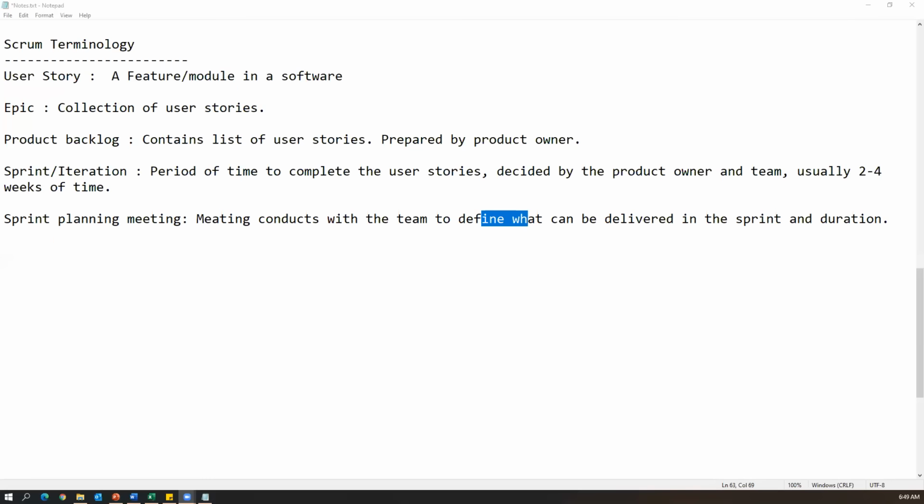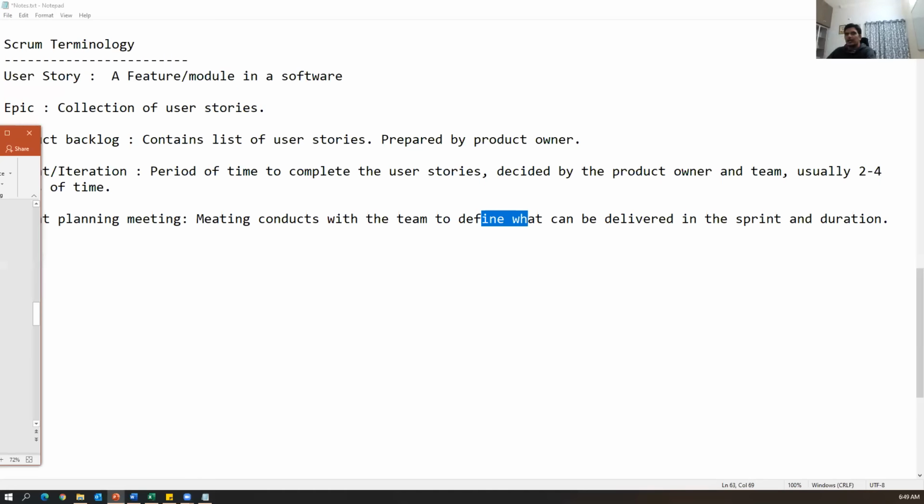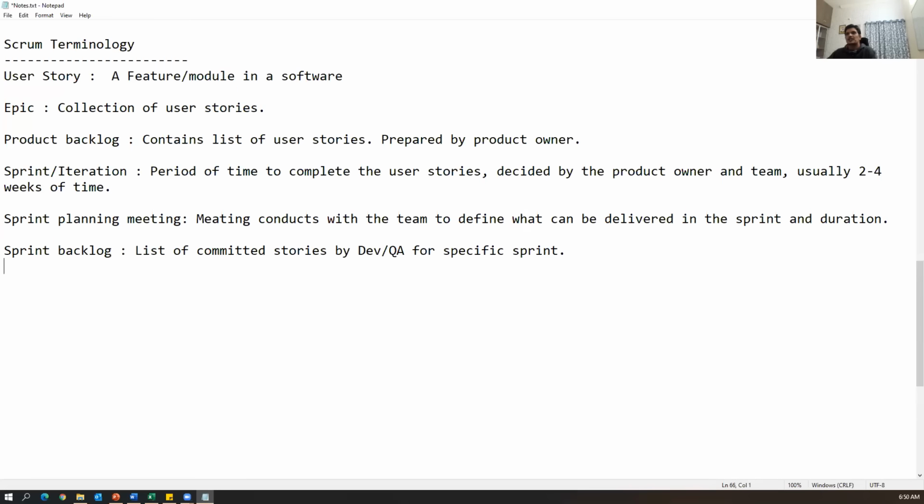Next one. Okay, and the next terminology is sprint backlog. So what is sprint backlog? Here we have already understood what the product backlog is. So what does product backlog mean?